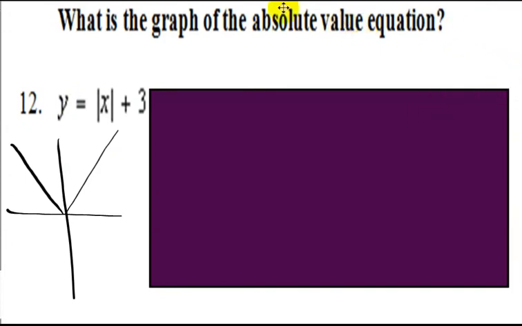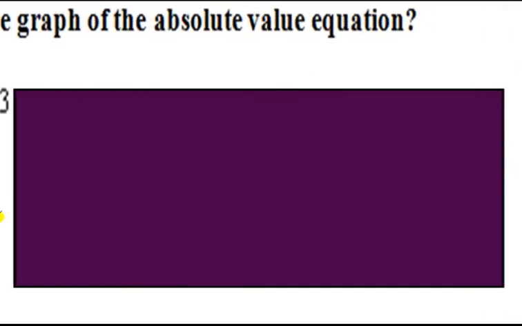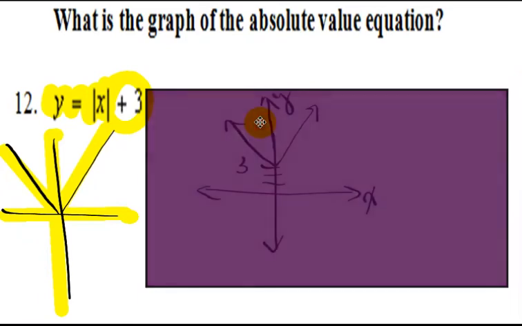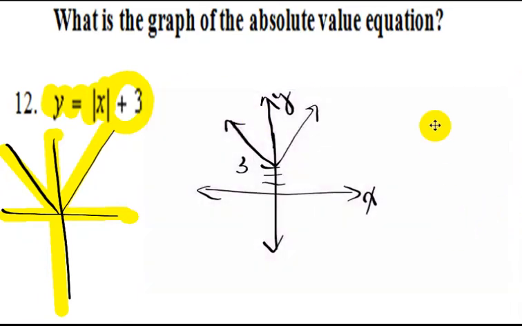Number 12 states, what is the graph of the absolute value equation? Well, we know the parent function is right here. Now we're taking the absolute value, y equals absolute value of x, and we're shifting it up 3 units. So the new one will look like that. So we just took the parent function and shifted it up by 3 units.